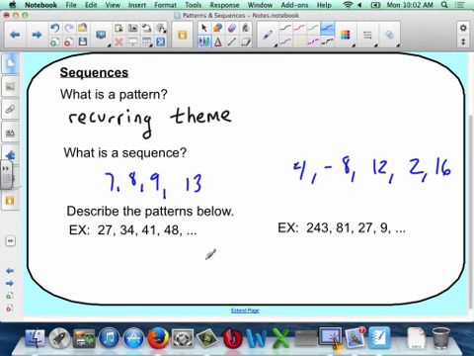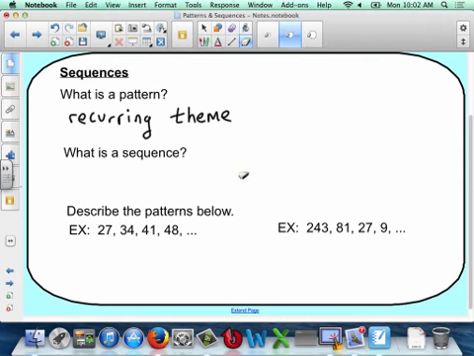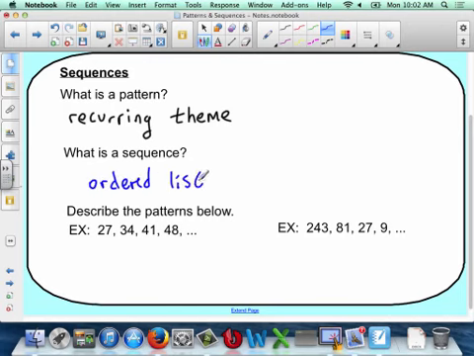Is it negative? No. They're not in order. Guys, a sequence is an ordered list. And some of those ordered lists have a recurring theme within them, and that's what makes it a pattern. Otherwise, it's just called a sequence of numbers.